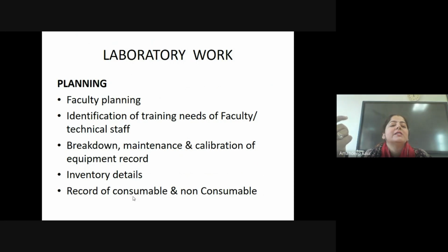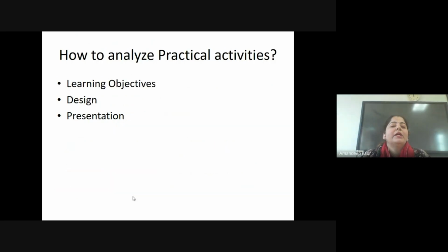The second major planning is identification of training needs of the faculty or of the technical staff. If the teacher wishes to add any new experiment to the syllabus of the student, what kind of training is required on the part of the faculty and on the part of the technical staff. Breakdown, maintenance and calibration of equipment and records of that also need to be planned beforehand. Inventory details need to be updated in a continuous manner. Records of consumable and non-consumable items must always be ready in the laboratory environment.